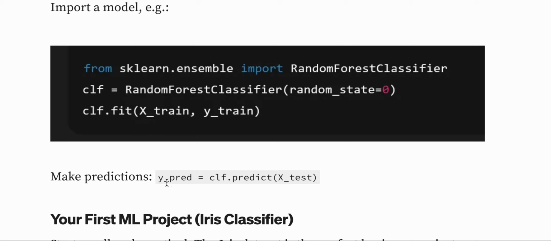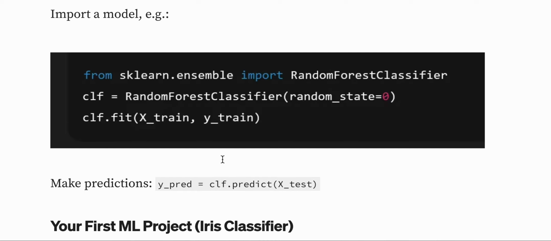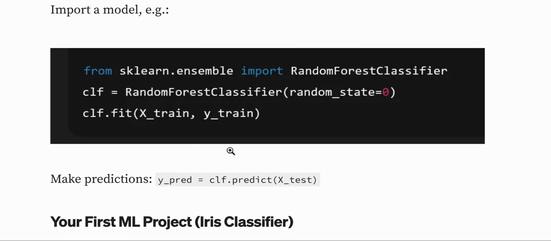After that you have to make predictions, right? Whatever you put in X underscore test, you will be predicting on that. The CLF is the classification model. This classifier is called CLF, right?